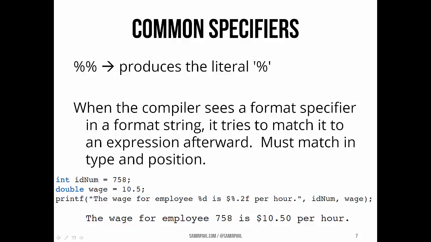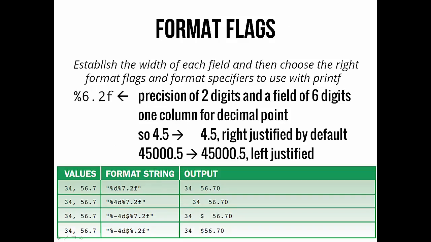Okay, so the symbol %% actually makes the literal % sign character appear, because otherwise we wouldn't have a way of telling whether it was the % sign or the start of a format specifier. So if we want to output the data in formatted columns, first thing we have to do is establish what the width of the field is going to be, and then we choose the right format flags and specifiers that we want to use with printf.